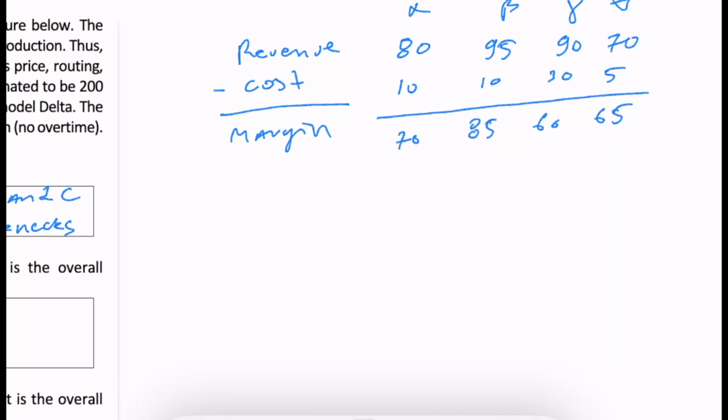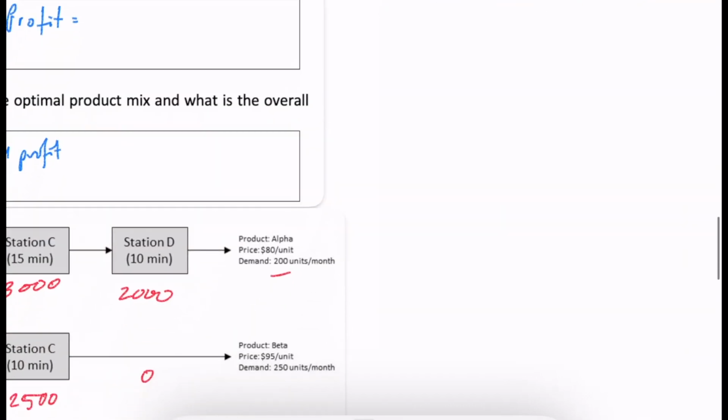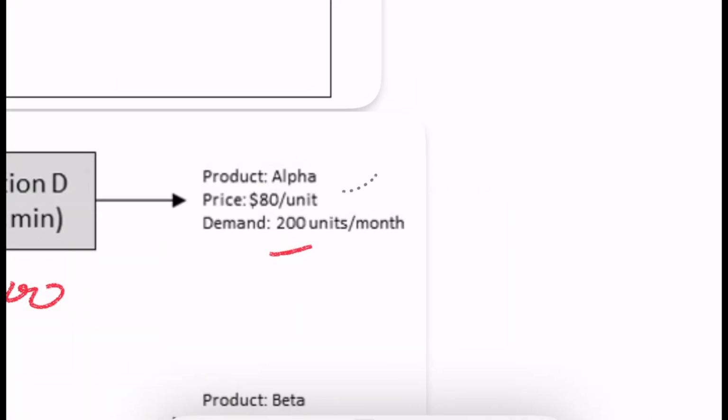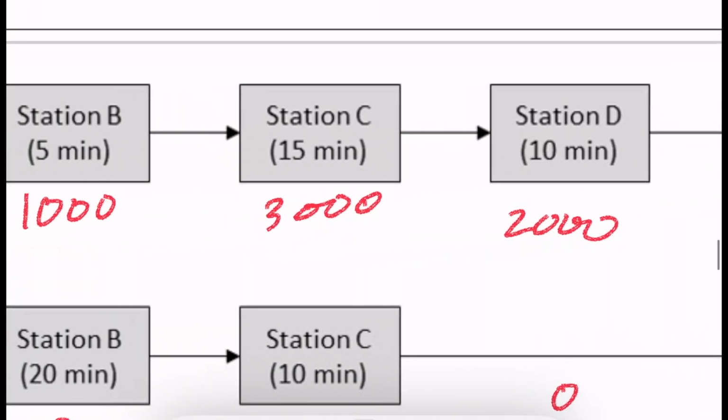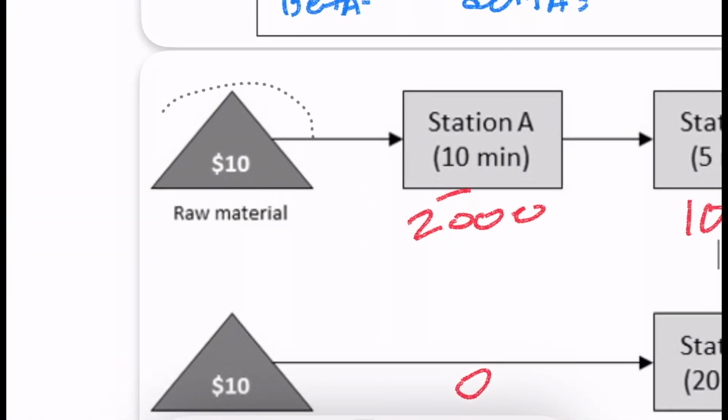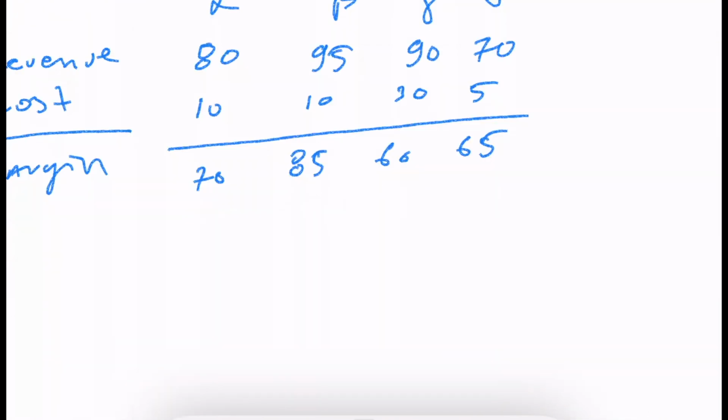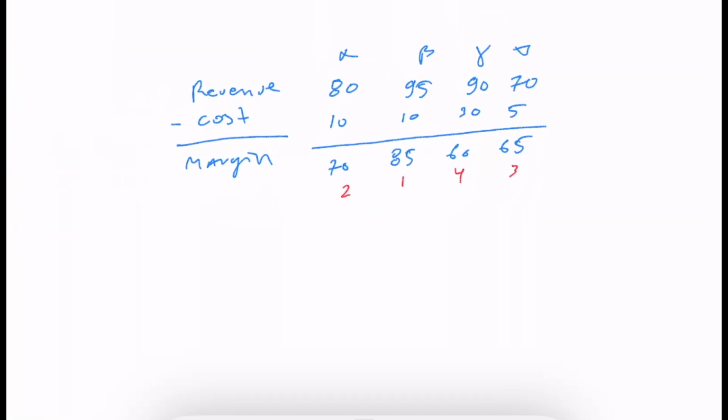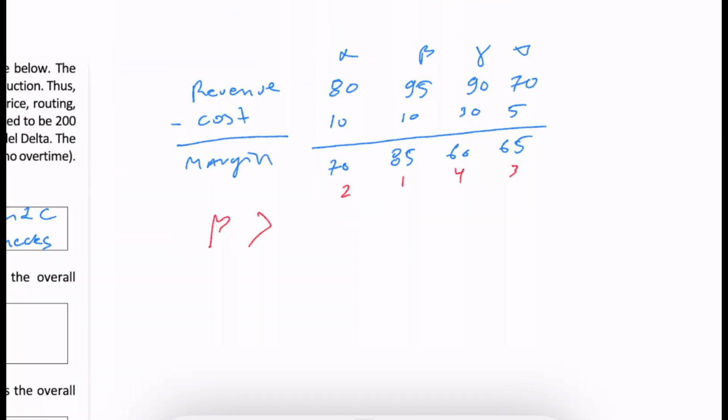Where do the numbers come from? Well, the first one comes from here, we have the price, and the second one comes from our raw material. Based on those numbers, we know the order we're going to solve is this, this, and this. This is our priority. So we're going to start with beta, that's greater than alpha, that's greater than delta, that's greater than gamma.